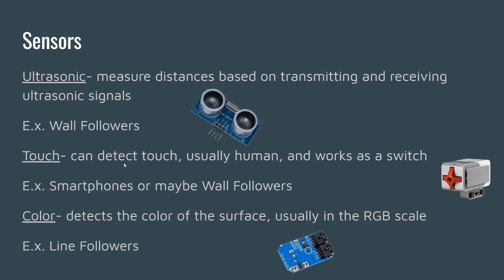We also have our touch sensors here. They can detect touch, usually human, and work as a switch. So they're just detecting our physical contact and reporting back to the controller whether its contact area is being pushed in or not. Finally, you have your color sensors, and these are going to be detecting colors of a surface, and sometimes they can also detect the light level on the surface, and it'll usually have these in RGB form.